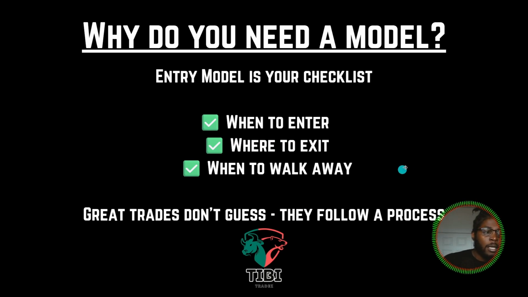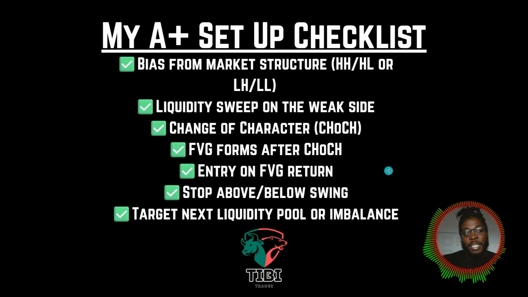All right. So this is my A+ setup checklist that I look for every single day. I'm going to give it to you guys so you understand what I'm looking for when I get into these charts. The first thing that I'm looking for is a bias for market structure: higher highs, higher lows, or lower highs and lower lows. The next thing I'm going to look for is liquidity sweeps on the weak side. The third thing is going to be a change of character. And then with that change of character, I want to see a fair value gap formed. Then I want to see price return to that fair value gap. That's when I'm going to take my entry.